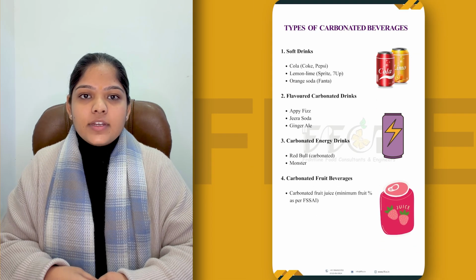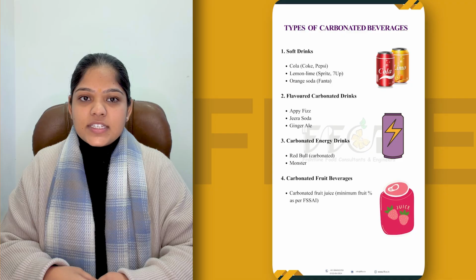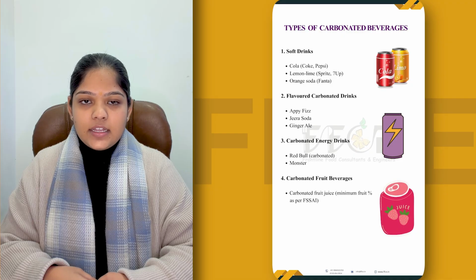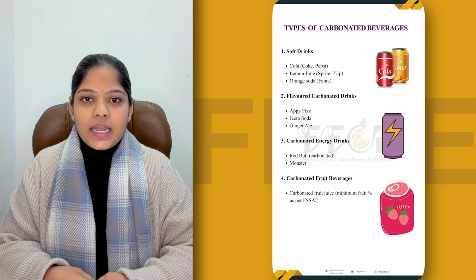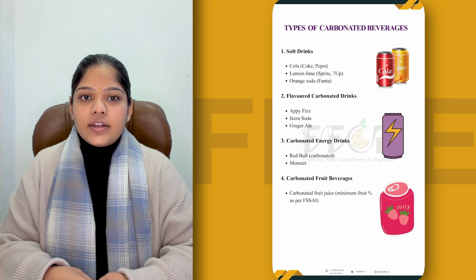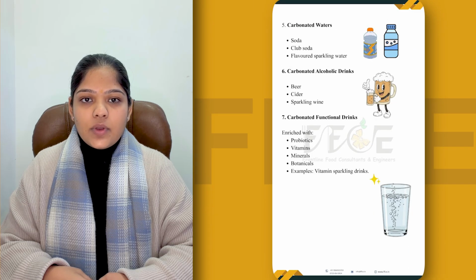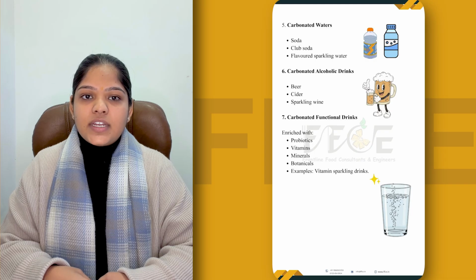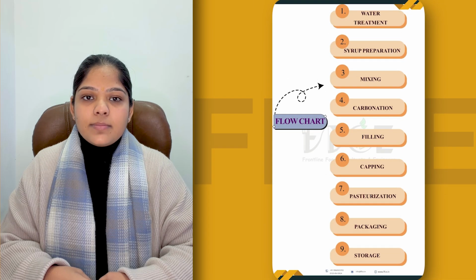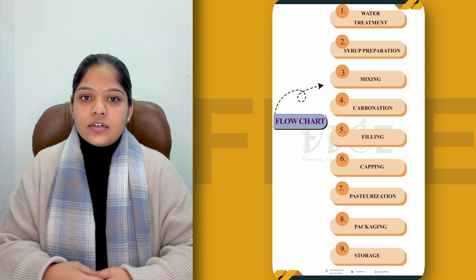So now we will discuss the types of carbonated beverages. Carbonated beverages can be broadly classified into several categories. First, soft drinks such as cola, lemon lime and orange flavored beverages. Second, flavored carbonated drinks including products like Appy Fizz, Jeera soda and ginger ale. Third, carbonated energy drinks which combine carbonation with caffeine and functional ingredients. Fourth, carbonated fruit beverages which must meet FSSAI specified minimum fruit content. Apart from these, we also have carbonated waters, alcoholic carbonated drinks and functional sparkling beverages enriched with vitamins, minerals or probiotics.